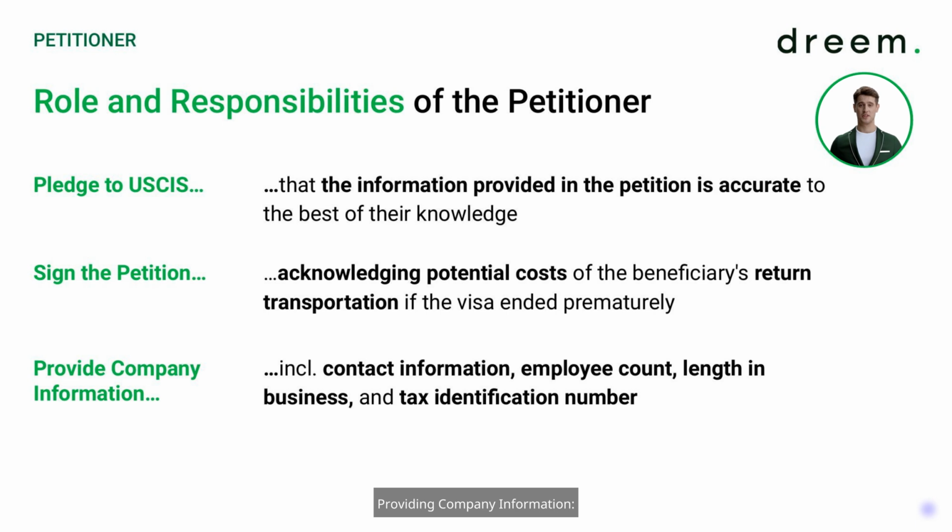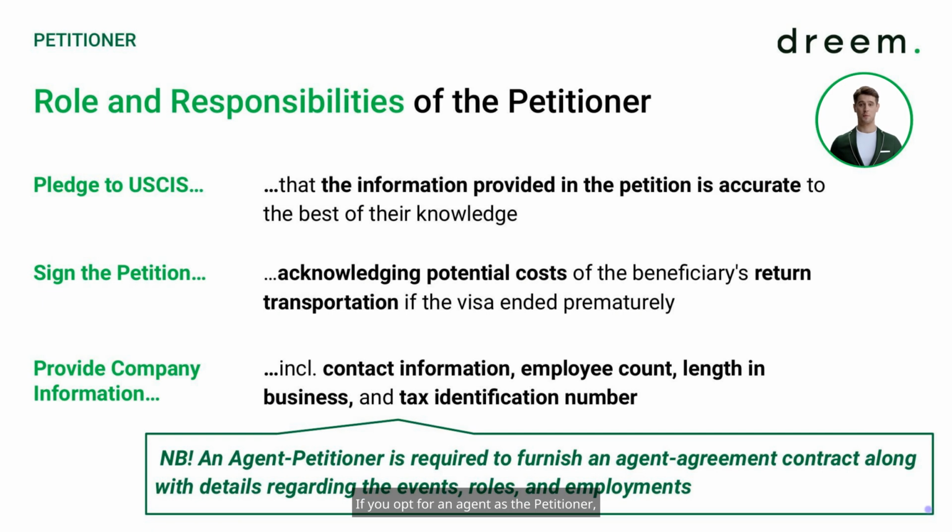Providing company information. Part of the petition process involves the petitioner supplying essential company details, such as contact information, employee count, length in business, and tax identification number. This data gives a complete picture of the petitioner. If you opt for an agent as the petitioner, you'll be required to furnish an agent agreement contract, along with details regarding the events, roles, and employments that will be facilitated through the agent.